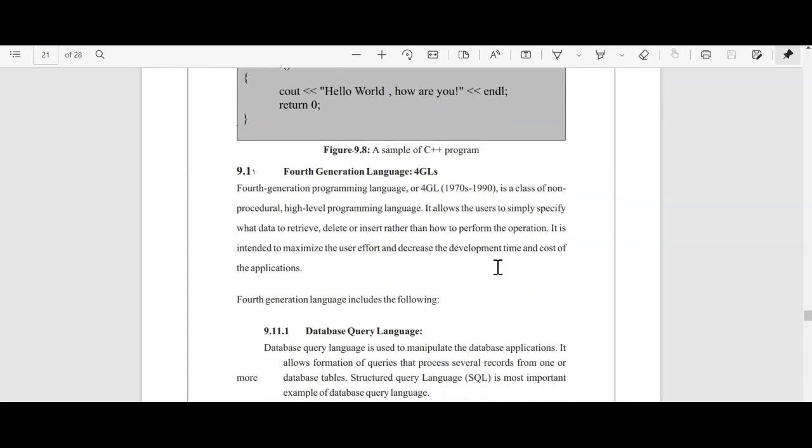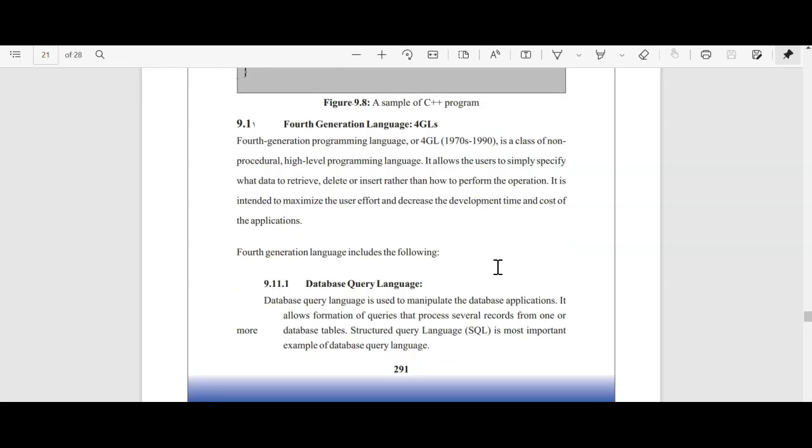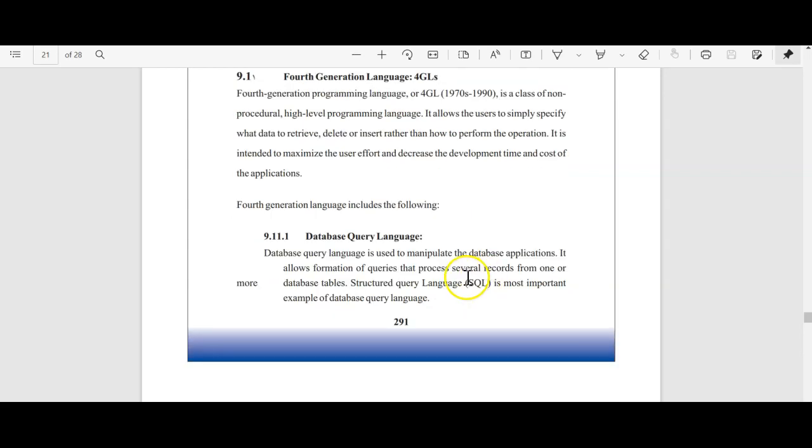Now, coming to the fourth generation languages. So what are the fourth generation languages? Normally fourth generation languages cover the languages which were offered during the 70s to 1990s. These are the non-classical, non-procedural high-level programming languages, and one of them is SQL. This is a very popular language, and it is considered under 4GLs.